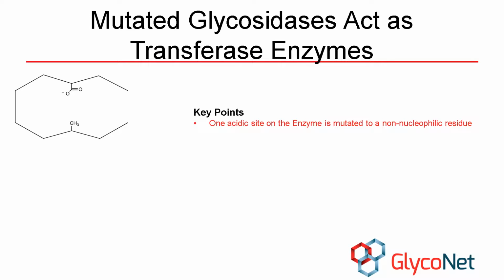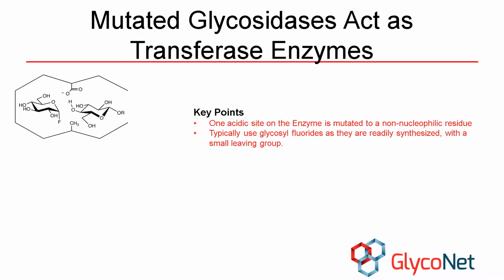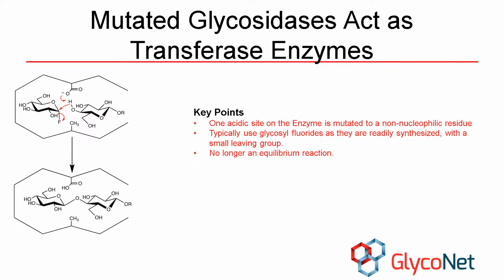Mutated glycosidases can be useful in synthetic reactions. One of the two acid-base residues in the active site of the glycosidase enzyme is mutated to a non-nucleophilic residue, and typically a synthetic glycosyl donor, such as a glycosyl fluoride, is used due to having a small mobile leaving group. The reaction is no longer in equilibrium, which means the reactions can be run in aqueous conditions.